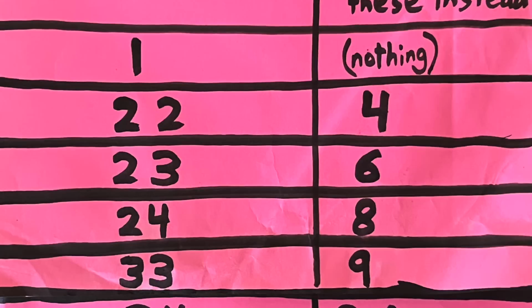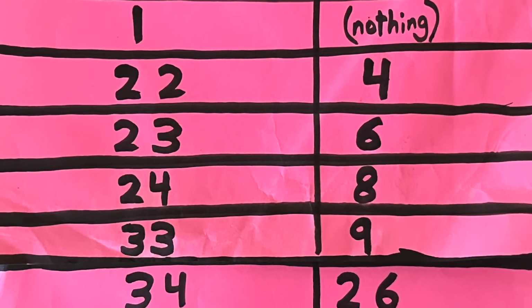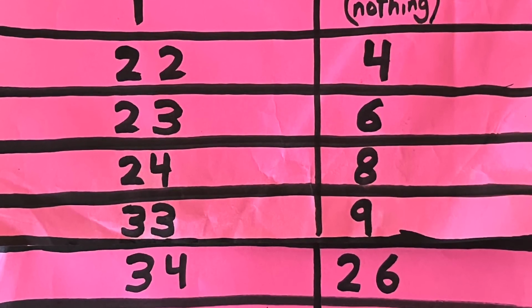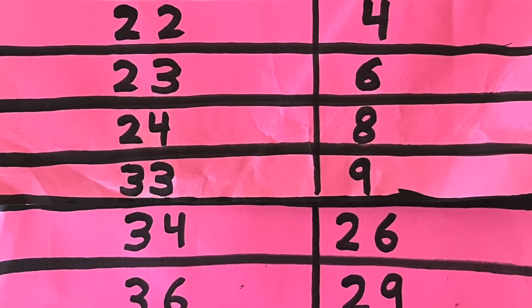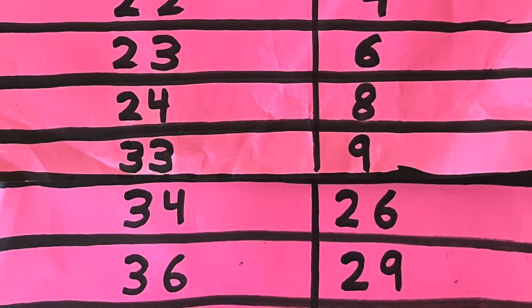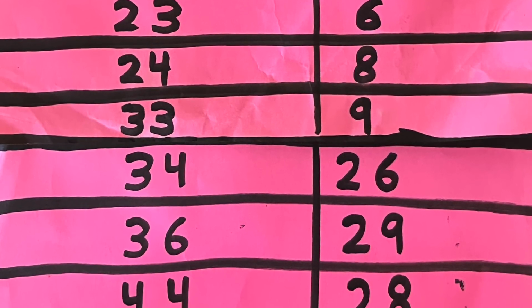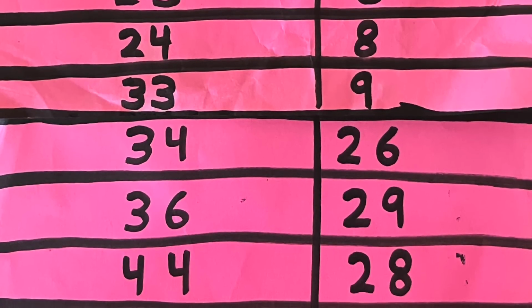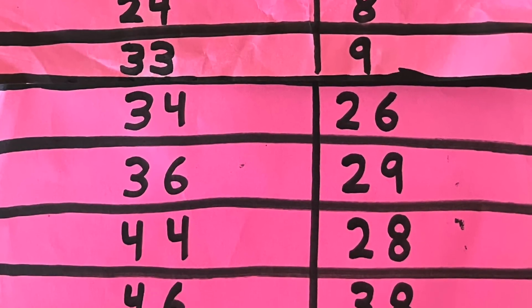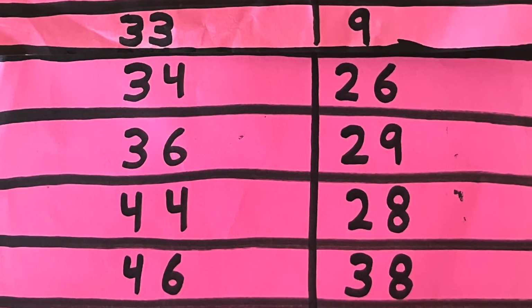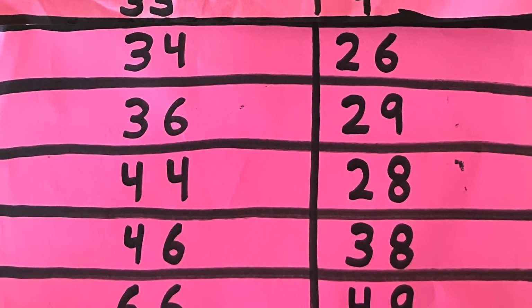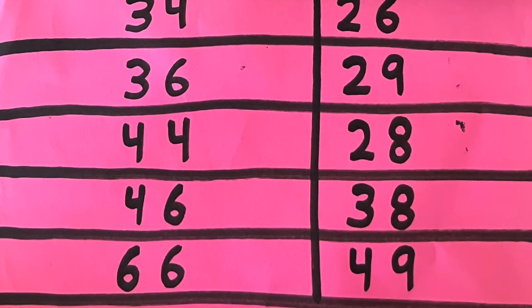Like a number with a 3 and a 4 in it could have those replaced with a 2 and a 6. A 3 and a 6 could be replaced with a 2 and a 9. A pair of 4's could be replaced with a 2 and an 8. A 4 and a 6 could be replaced with a 3 and an 8. And a pair of 6's could be replaced with a 4 and a 9.